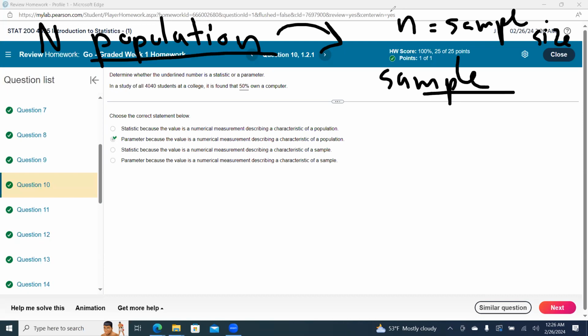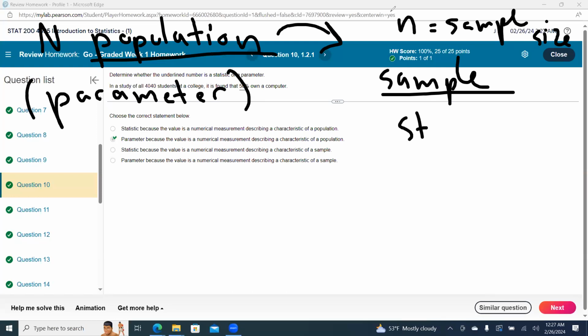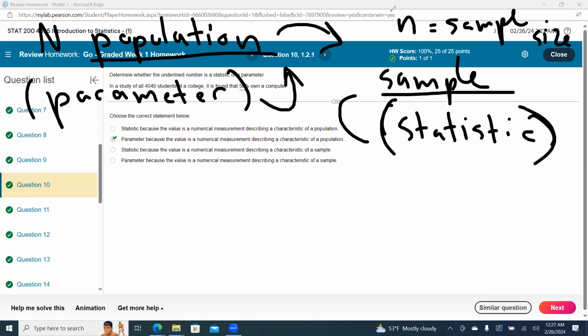I don't want to get too sidetracked, but mainly what we're trying to do is to define parameter and statistic. In simple terms, a parameter is any numerical value that describes a population. A statistic is any numerical value which describes a sample.